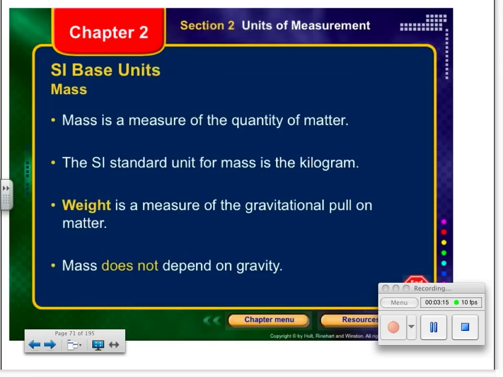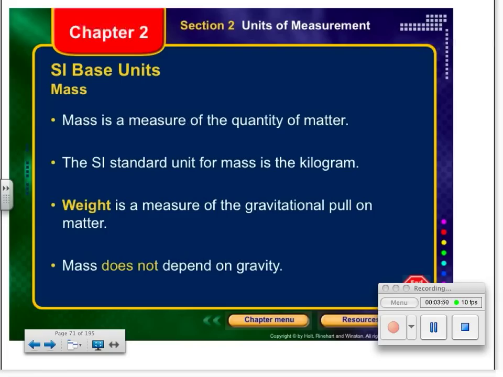SI base units, mass is the measure of the quantity of matter. Okay, this is interesting. Mass isn't the same as how much you weigh. Mass is the amount of stuff, amount of matter in you. You weigh different weights on different planets because of gravity's difference. On the moon, I would weigh less than I do here, but I would still have the same amount of matter in my body. On Jupiter, I'd weigh much more than I weigh here, because Jupiter has a lot more gravity, but I would still have the same amount of mass.